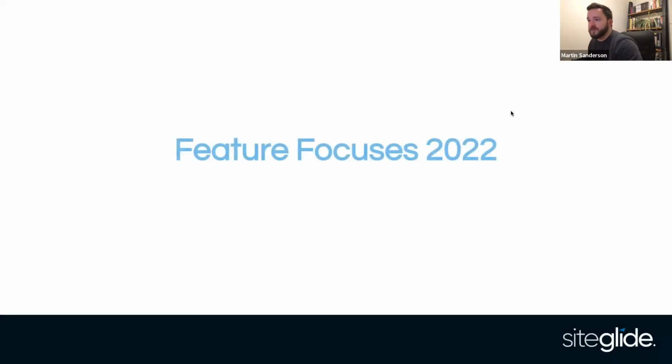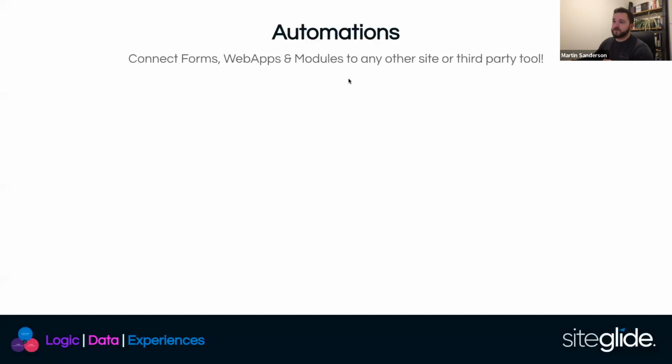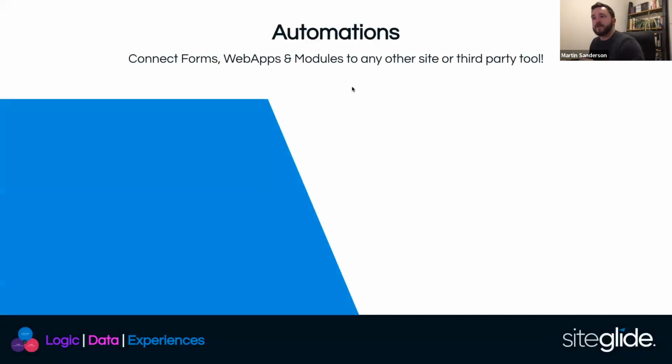Alrighty, so as promised, what we're going to do now is take a look through some of the feature focuses for the year. So we're going to take out some of the key features and talk about them in a bit more detail, and also demo some of it as well. Okay, so the first one up is automations.